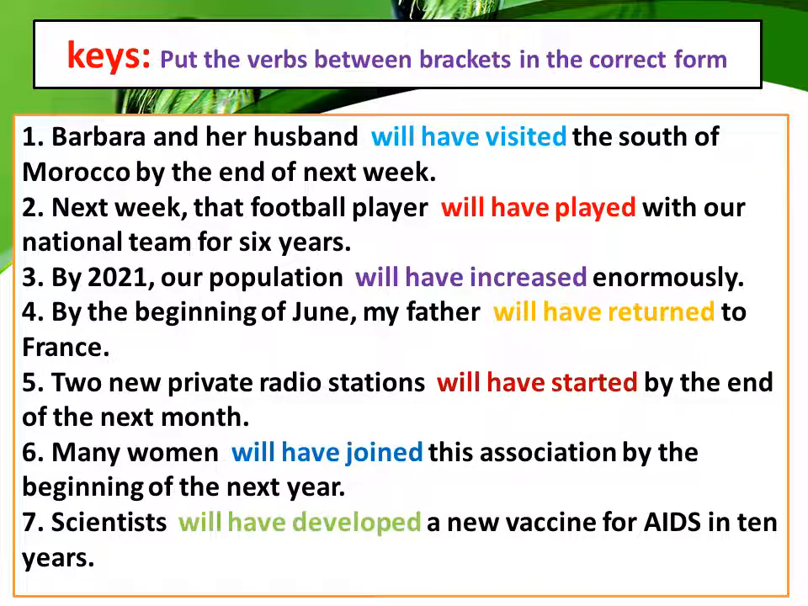Okay, so here are the keys. 1. Barbara and her husband will have visited the south of Morocco by the end of next week. 2. Next week, that football player will have played with our national team for 6 years. 3. By 2021, our population will have increased enormously. 4. By the beginning of June, my father will have returned to France. 5. 2 new private radio stations will have started by the end of next month. 6. Many women will have joined this association by the beginning of next year. 7. Scientists will have developed a new vaccine for AIDS in 10 years.